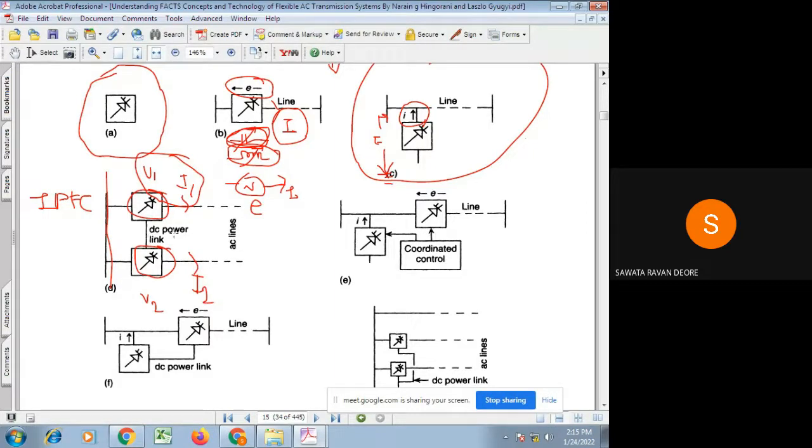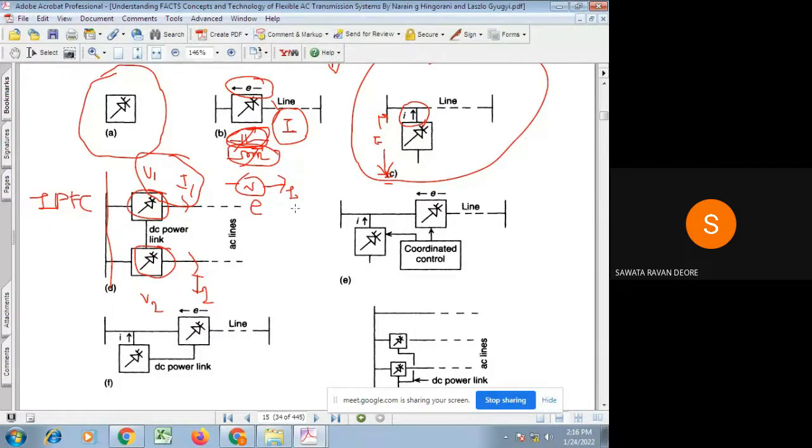Obviously, in principle, this series controller and this series controller act like a series controller. They inject voltage in series with the line, and how that injected voltage relates to the current flowing through the line decides the real or reactive power exchanged by that controller with that line.